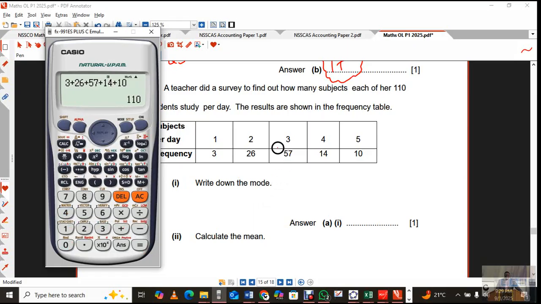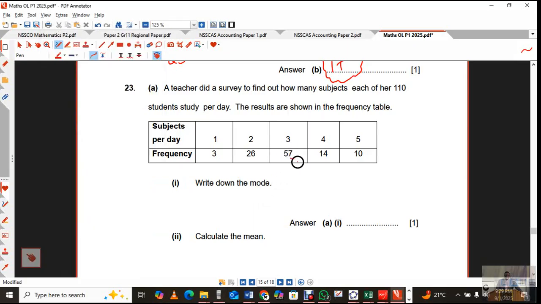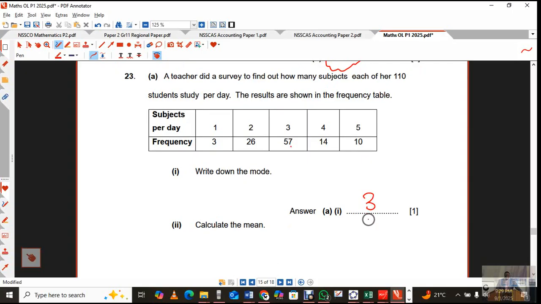The mode is the one where the frequency is the highest. The mode is not 57. You're supposed to write the number of subjects with the highest frequency, which is 3. The number of subjects is what we are comparing. You don't write the frequency down when you are asked that question. You have to talk about the subjects, the actual things being surveyed.